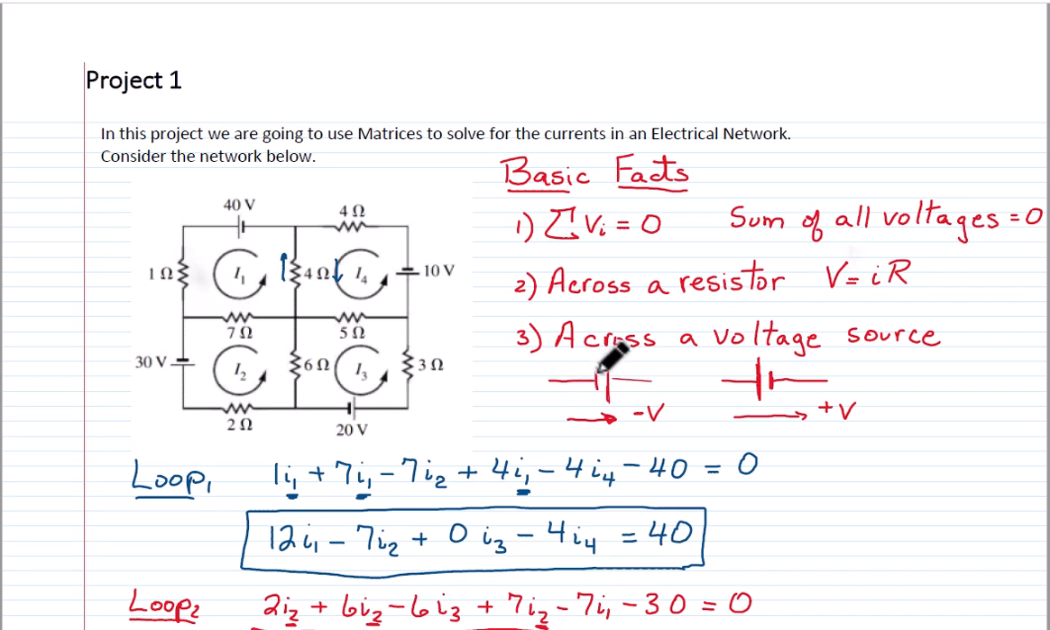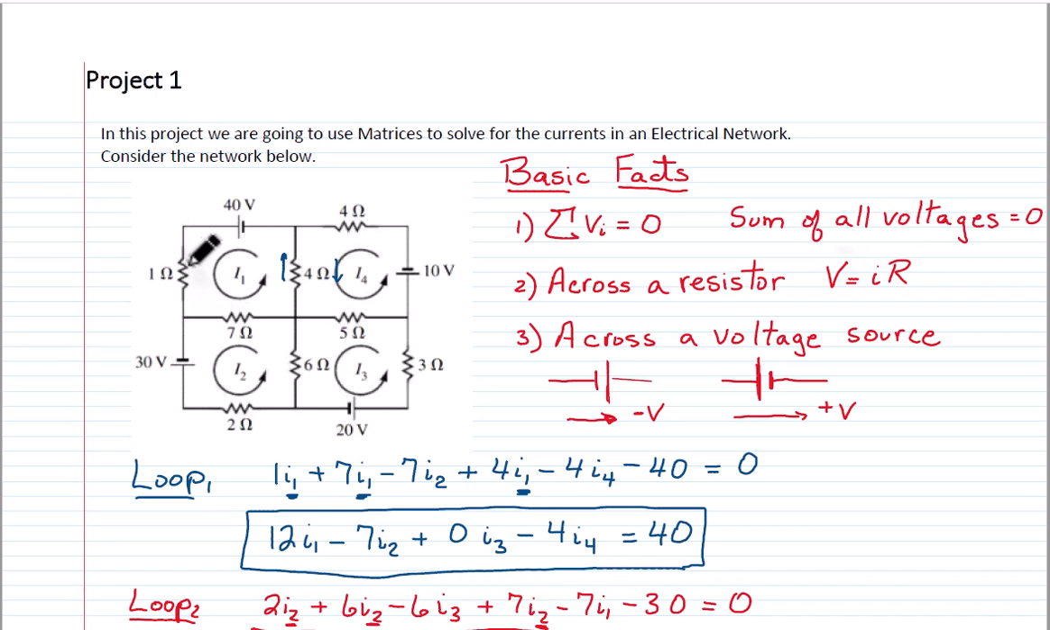So if we go minus to plus, we call that minus. And if we go plus to minus, that's a plus. Okay? Or if you prefer, short side to long side to short side. So let's consider loop number 1 here.